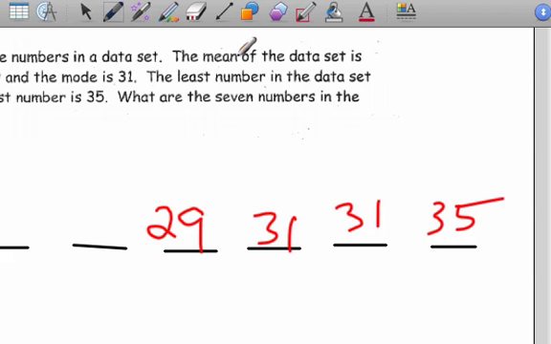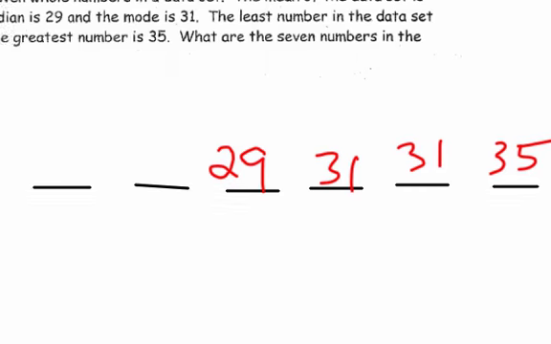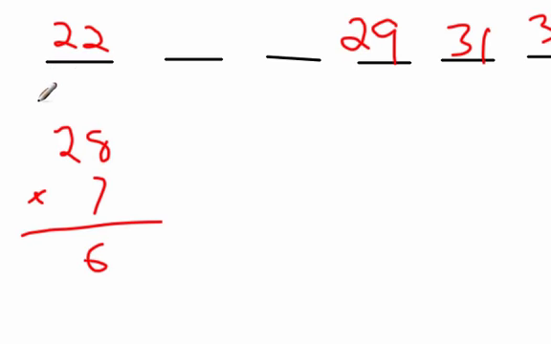So if the mean of the data set is 28, we can work with that now. The sum of all these numbers has to be 28 times 7. Because if the mean is 28, that means we divided something by 7 to get 28. So what that something is, well, we'd have to multiply, and we'd end up with 196. That's going to be the sum of all the numbers. Now we've got to figure out what these 5 numbers equal.